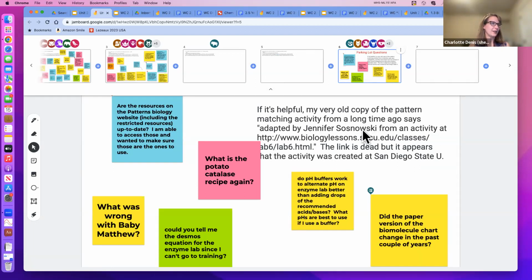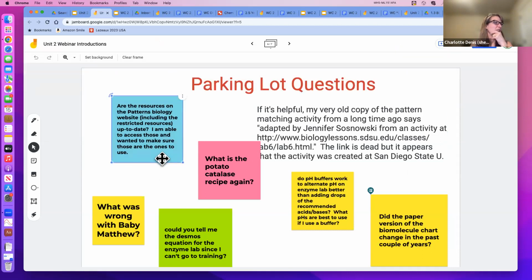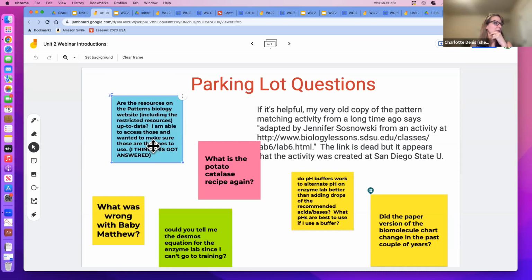Yeah, thank you for that thing about the pattern matching. I think I've done that before, or found that link also. So patterns biology resources on the website. So you got this answered.